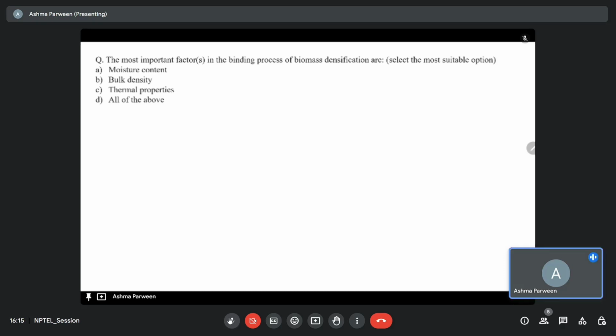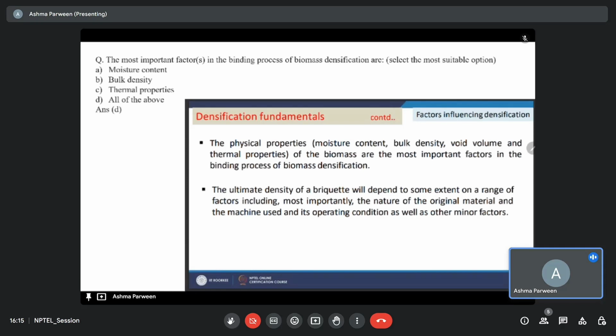So let's see which is the correct answer. Moisture content, bulk density, and thermal properties, all three are important for the binding process of biomass densification. We can see the important physical properties are moisture content, bulk density, void volume, and thermal properties. These are important for the binding process because moisture content should not be very high, such that the binding is not proper, and also the void volume, bulk density, and thermal properties, all these are important for the binding process of biomass densification.